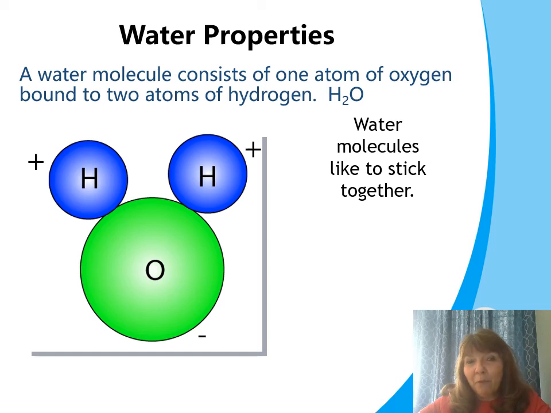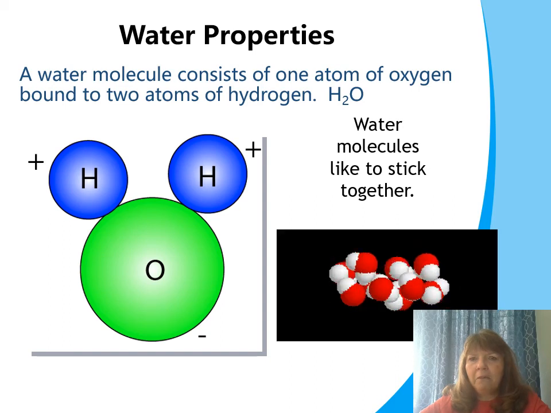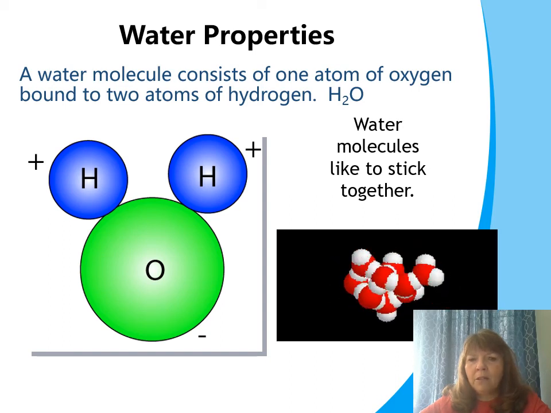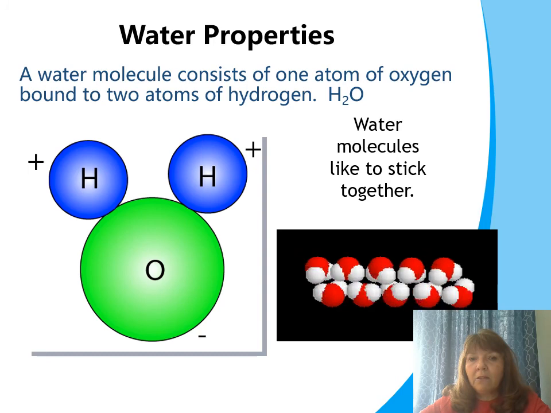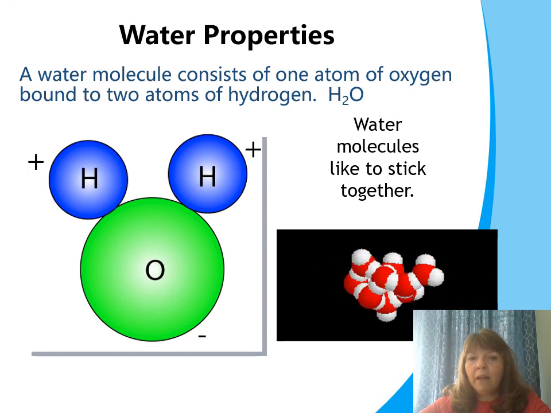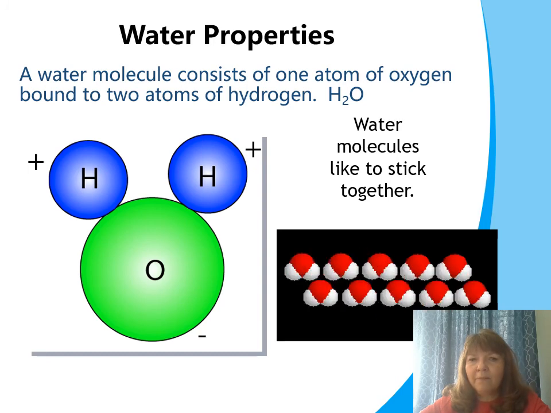Now, the way that water sticks together like that with the two hydrogen ears and the big oxygen face makes it a pretty special molecule. Because of the way it goes together, it has a positive side and a negative side, and that's kind of like a magnet. So what do magnets do when you put them close to each other? They stick together, right? And that's what water molecules like to do. They like to stick together. So we have a bunch of them that always try to stick together.